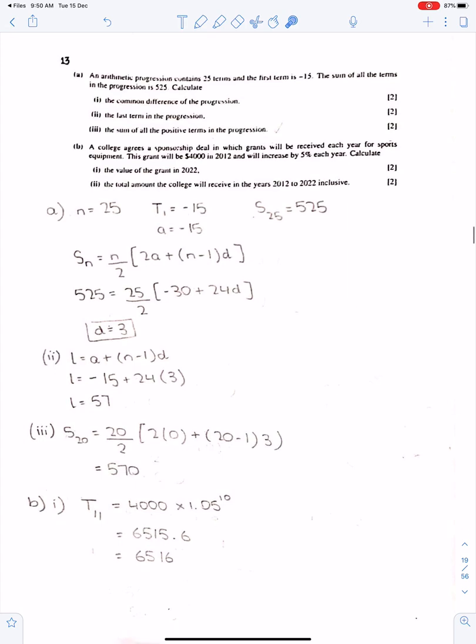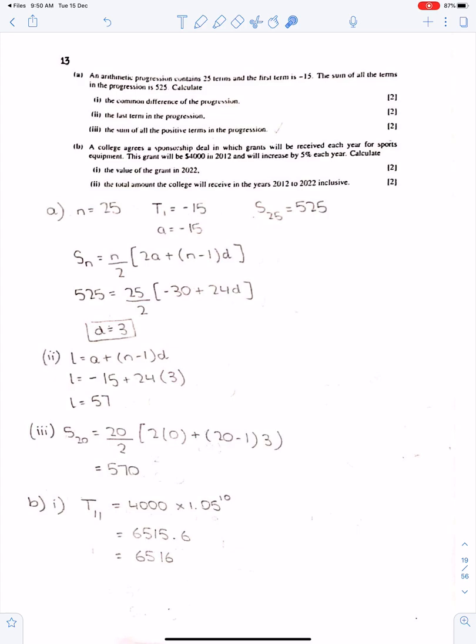Question number 13. An AP contains 25 terms and its first term is minus 15. The sum of all the terms in the progression is 525. Find the common difference of the progression. So this is so simple. We have n and a, and we have S25 as well. So by using the formula of Sn, we can get the value of d.